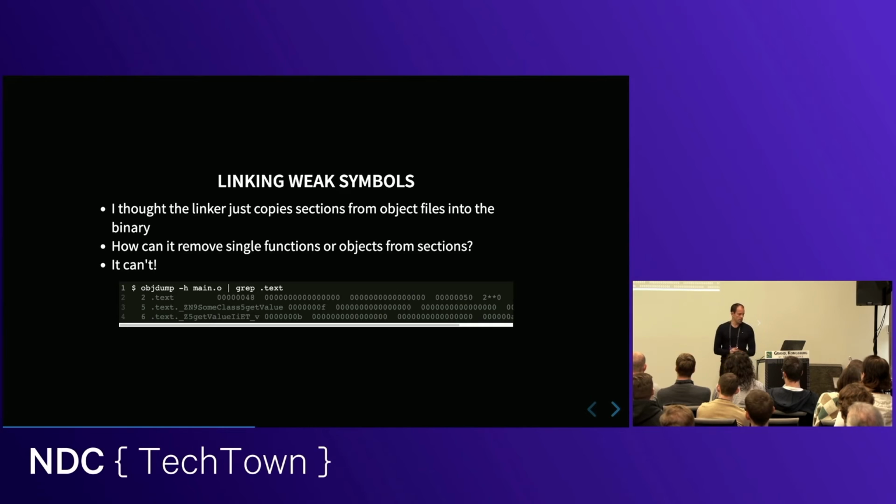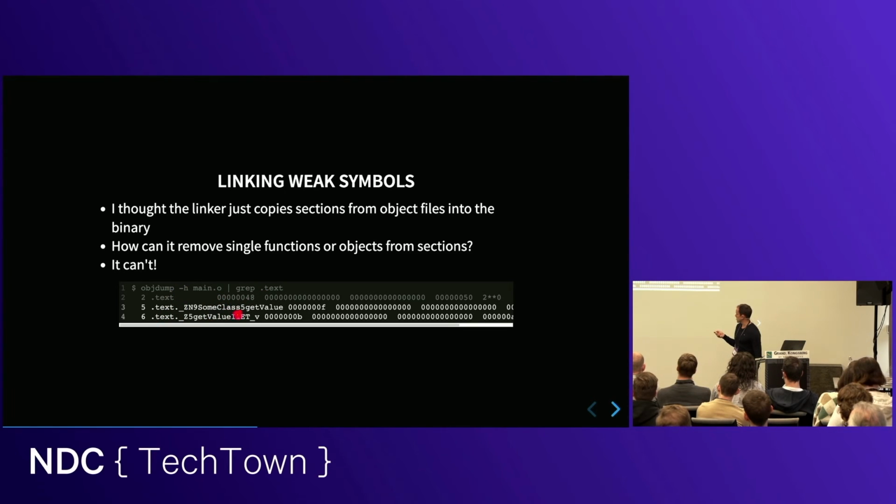So I'm objdumping main.o again, and I'm grepping for the text section. I'm listing all my sections here and just grepping for my text section. And here it is. Here's my text section with all my code. And here are also my text sections, a couple of new ones. So I have the text.